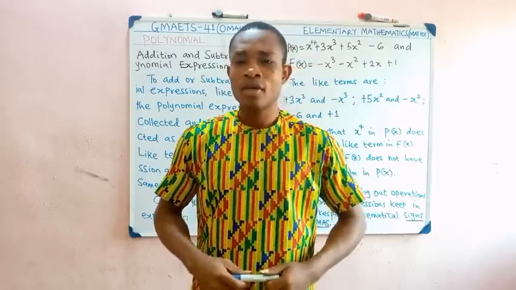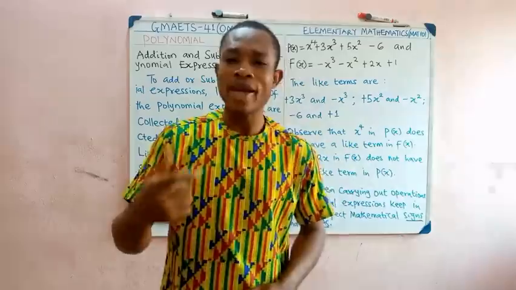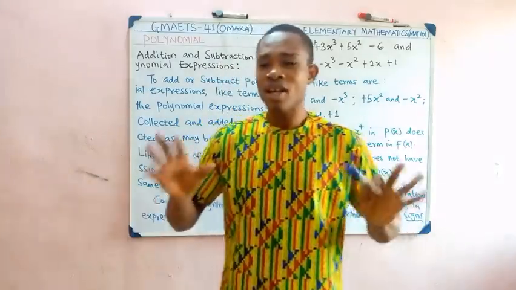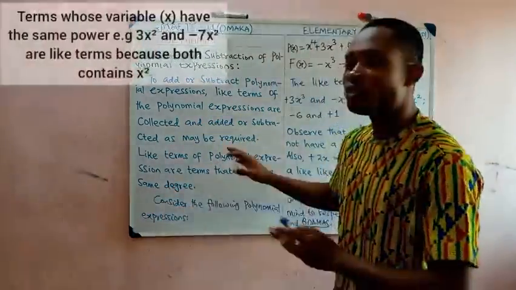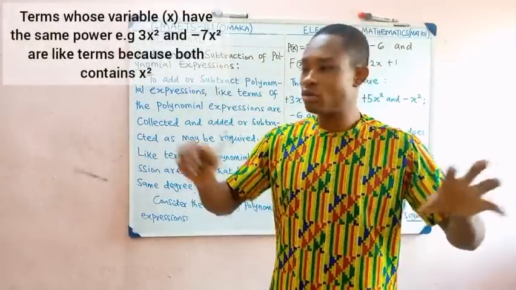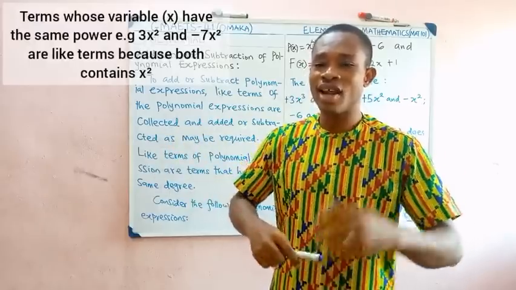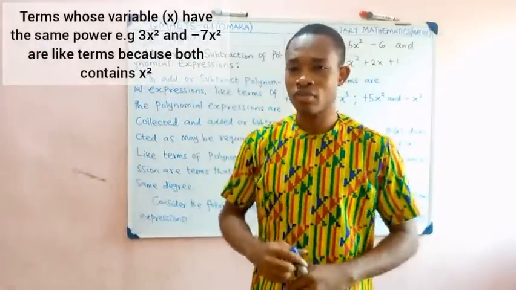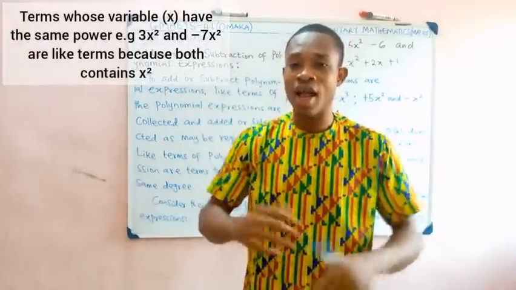Is that okay? So now the question could be, how then do we identify like terms of a polynomial? Is that so? And the answer is simple. The like terms of a polynomial is simply obtained from the powers of the variables there. Alright, so if I give you two or more different polynomials, you go in there, okay, which terms there have the same powers? Those terms that have the same powers are like terms.